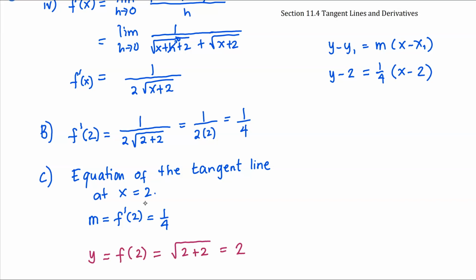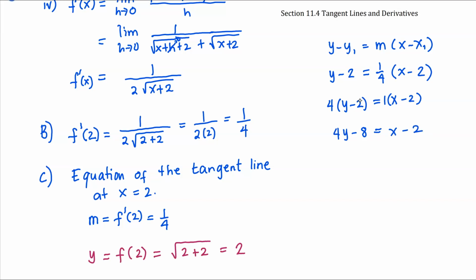So simplifying this, you can multiply 4 on both sides of the equation to eliminate the fraction. So you have 4 times y minus 2 equals x minus 2 times 1/4. So you multiply both sides by 4. Then you distribute 4 to each term in the parentheses. You have 4y minus 8 is equal to x minus 2.